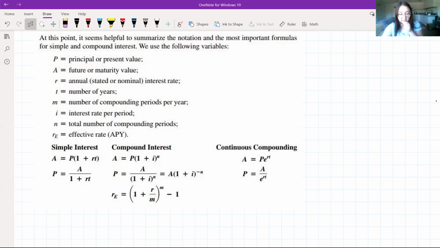Then we also have our effective rate, which is 1 plus R divided by M to the n power, minus 1. So we see that our effective rate really depends on the number of compounding periods per year and not by how many years. So it's important to recognize the difference between that N and the M. Then for continuous compounding, this gives us the equation A is equal to P times E to the power of R times T. And if you want to rewrite that, you would just solve for P instead. So P is equal to A divided by E to the power of R times T.